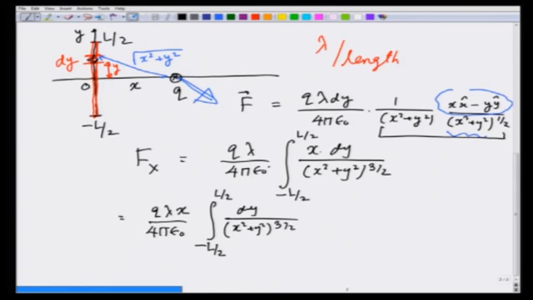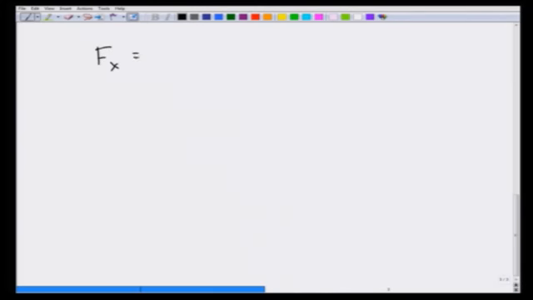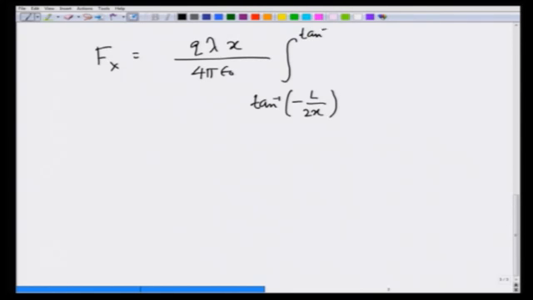You substitute y equals x tan theta, so that dy becomes x sec square theta d theta, and substitute this in the integral, and you are going to get F x equal to q lambda x over 4 pi epsilon 0 times the integral from theta equals tan inverse of minus L by 2x to theta equals tan inverse L over 2x of x sec square theta d theta divided by x cubed sec cube theta.